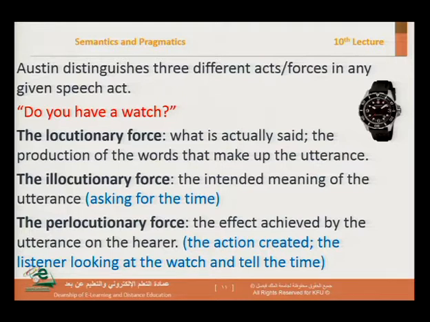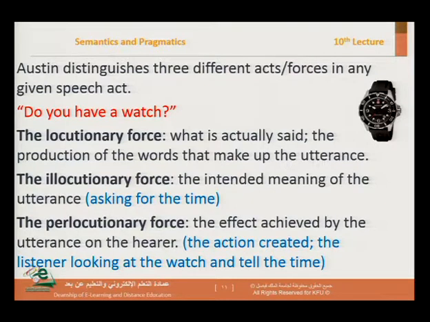The illocutionary force is basically the intended meaning. Okay, we know that there is an utterance. What's meant by that? So in this sentence, do you have a watch? What's meant was, tell me the time, or asking for the time, right? The meaning is, tell me the time, or I'm asking you about the time. That's the illocutionary force. Locutionary force, do you have a watch? Illocutionary force, what time is it? Or can I ask about the time? Okay?